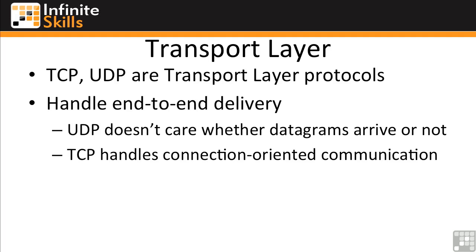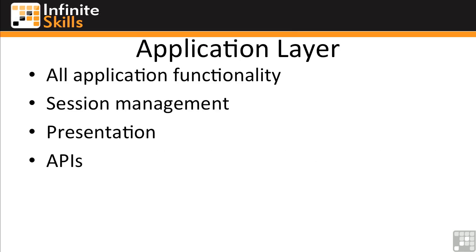TCP handles the bulk of communications across the internet because most of the time, like web communication or file transfers or things like that, I really do care whether packets get there and what order they get there in, and I want to make sure that they get reassembled correctly. So we've got a couple of different use cases, and both UDP and TCP have their appropriate places in terms of network communications. Finally, we have the application layer. All application functionality is here: session management, presentation, APIs. These are all at the application layer.